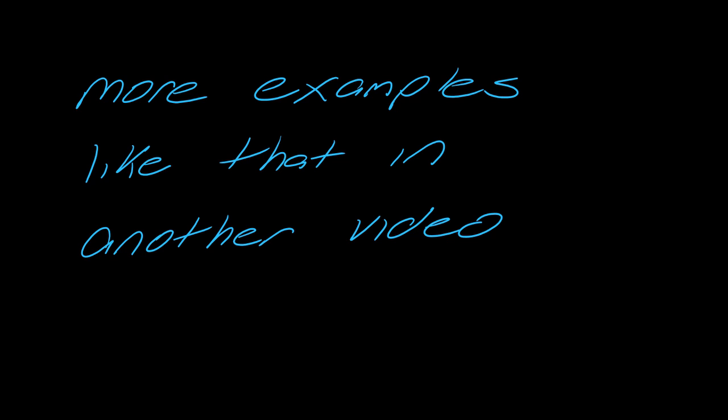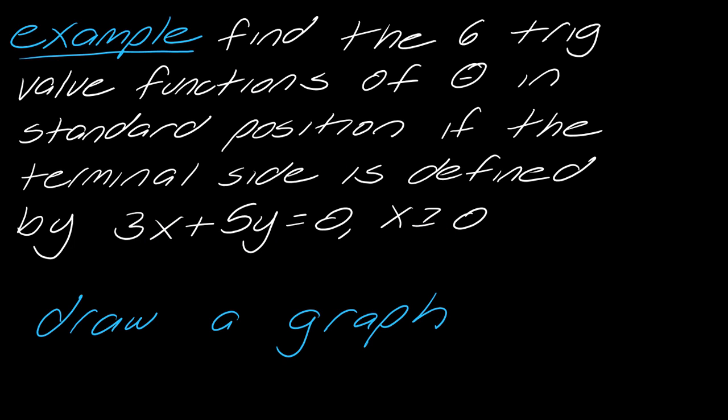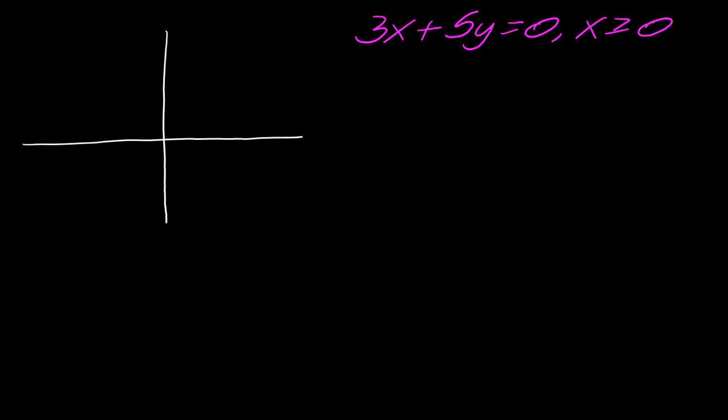I want to show you some other types of examples of how this can present itself. So similar idea. Find the 6 trig function values of theta in standard position if the terminal side is defined by this function here, x is greater than or equal to 0. Okay, so just to go through this, you always want to draw a graph with these types of problems. You want to orient yourself.